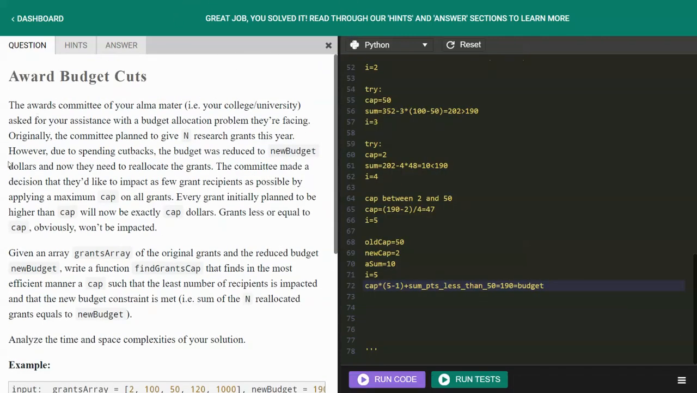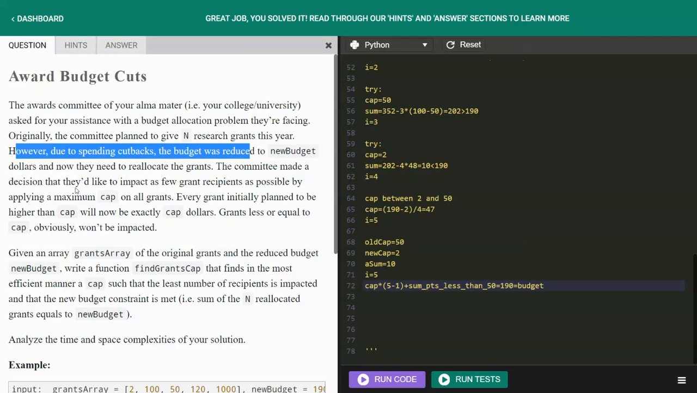So the awards committee of your alma mater, i.e. the college and university, asked for your assistance with a budget allocation problem that they are facing. Originally, the committee planned to give N research grants this year. However, due to spending cutbacks, the budget was reduced to a new budget of dollars. Now they need to reallocate the grants.